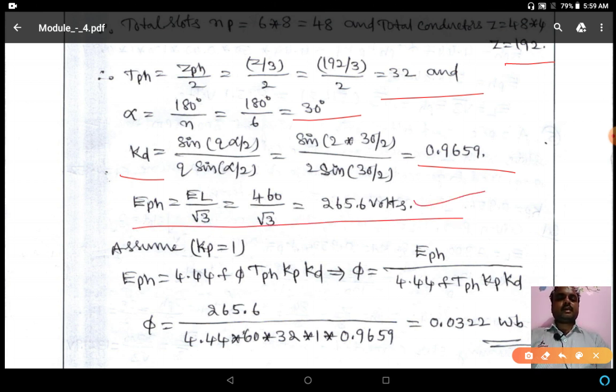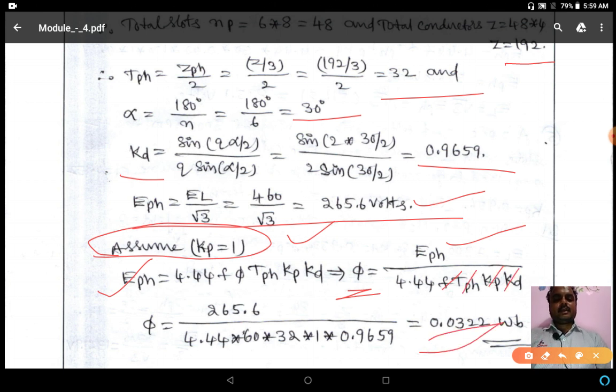And Eph is equal to EL by root 3. So 265.6 we will get as Eph. So assume Kp is equal to 1, since nothing is mentioned about short pitch. That's why Kp value we have to assume 1. The Eph formula is 4.44 f phi Tph Kp Kd. So then phi is equal to Eph by 4.44 f Tph Kp Kd. So substitute Eph, f, Tph, Kp, Kd here. So finally we will get useful flux per pole is 0.0322 Webers.